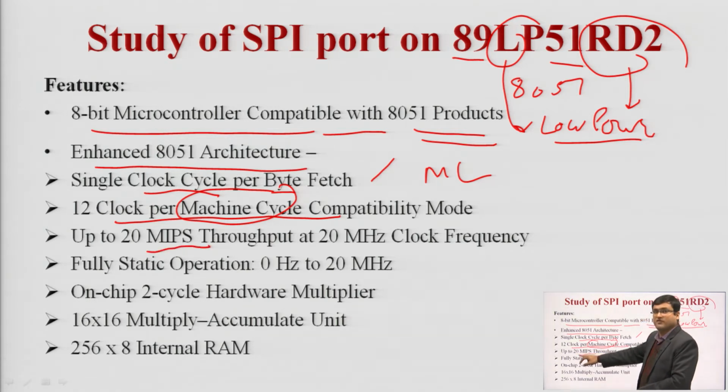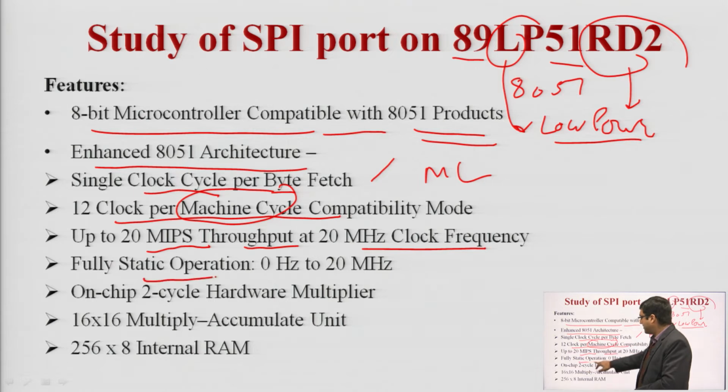MIPS means millions of instructions per second throughput, that is, at a given input how much output they are providing. It is called throughput. So, at 20 megahertz clock frequency it is providing 20 MIPS. So, it has fully static operation from 0 hertz to 20 megahertz. Static operation means it works on the static RAM rather than the dynamic RAM. It has a static operation.